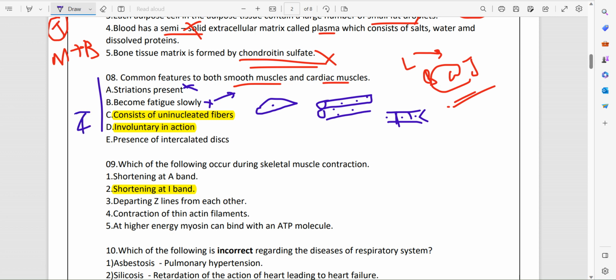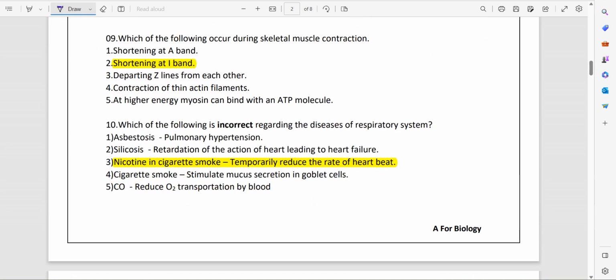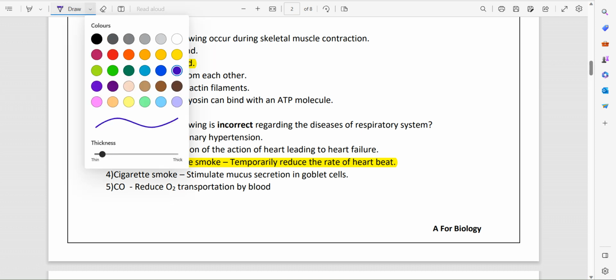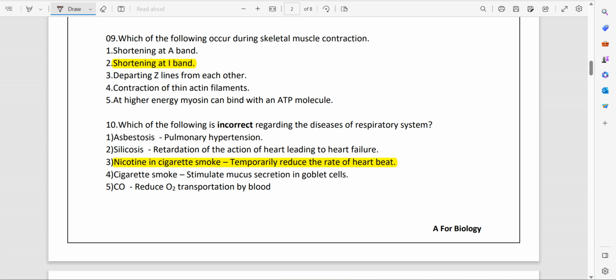And the next one, which one of the following occurred during skeletal muscle contraction? In skeletal muscle contractions, the generally accepted theory is the sliding filament theory. There was a weird question with a cycle in the 2022 paper based on this. So I will draw a sarcomere, which is the contractile unit of striated muscles. There are two main striated muscle types, cardiac and skeletal.